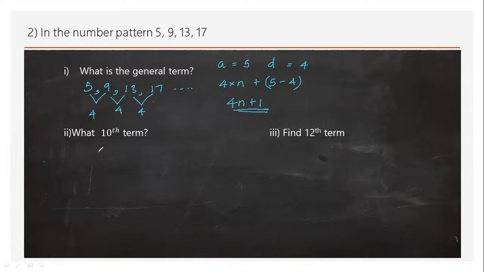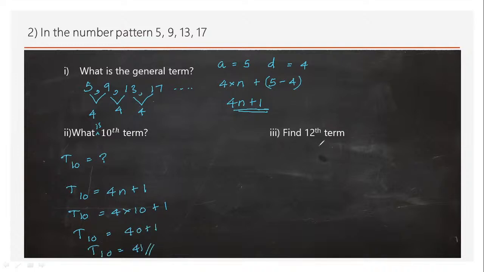Next one, what is the 10th term? We have to find T10. T10 equals 4n plus 1. We have to find the 10th, so T10 equals 4 into 10 plus 1. T10 equals 40 plus 1. T10 equals 41. The 10th term is 41.